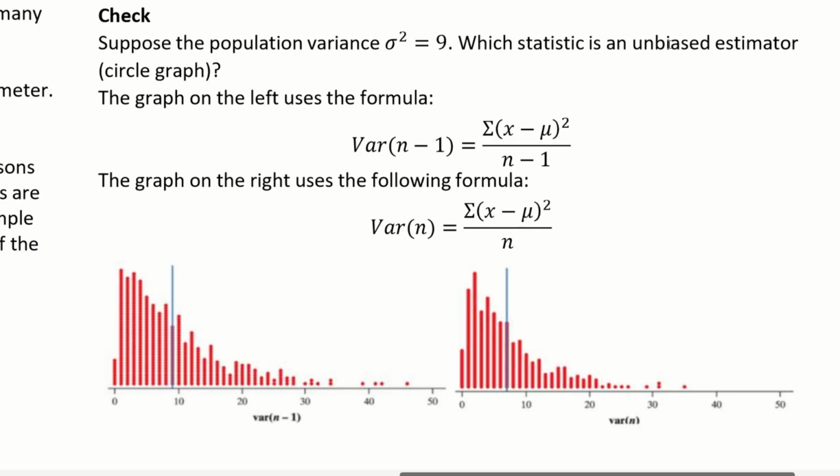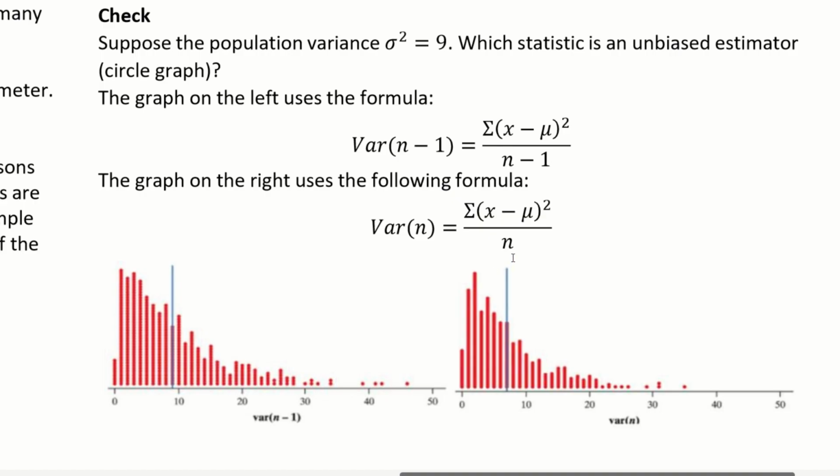They tell you that the graph on the left uses this formula right here, which is the formula for the variance, right? And the graph on the right uses this formula for the variance, okay? So the only difference is that this one uses n minus 1, this one uses n. So which one's going to be unbiased?